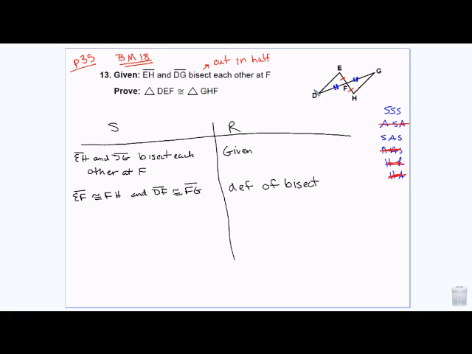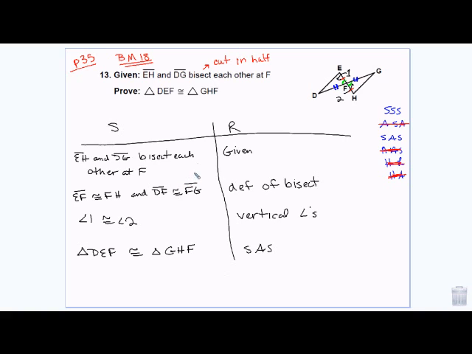Now, I have nothing that tells me that these two outside lengths are the same. But I do know that these two angles are the same because they're vertical. So I'm going to go ahead and number them, 1 and 2. And I'm going to say angle 1 is congruent to angle 2 because they are vertical angles. And now I have side, angle, side. So I can say triangle DEF is congruent to triangle GHF because side, angle, side. Okay, so that's how you break these proofs down.